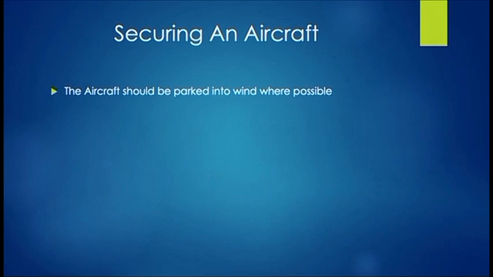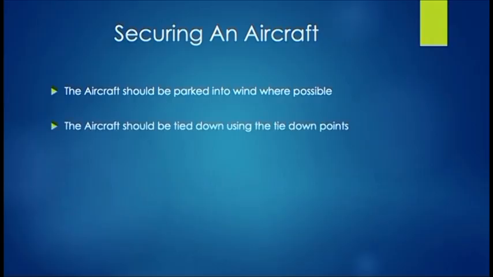So just some housekeeping about securing an aircraft. We want to secure the aircraft facing into the wind if possible. We should tie it down as well if we can, so tie it to the floor to make sure it's not going to move around. We want to lock the control surfaces, and that's locked within the aircraft, which means the control surfaces aren't free to move around.